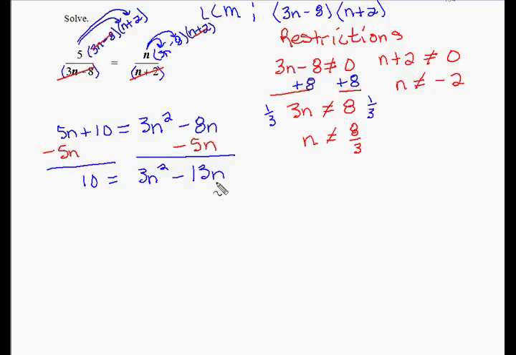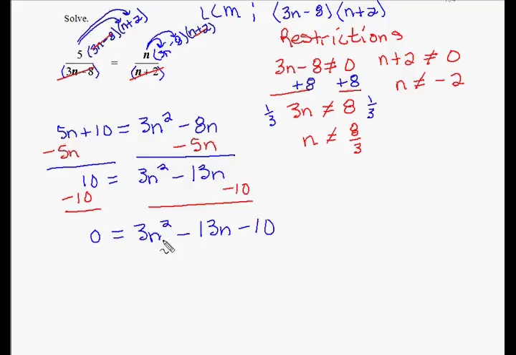But we still have more than one variable n, so we need to have 0. By adding a negative 10 to both sides of the equation, we will accomplish our goal. 0 is equal to 3n squared minus 13n minus 10. We still have more than one variable, so to solve this equation, we try and factor.